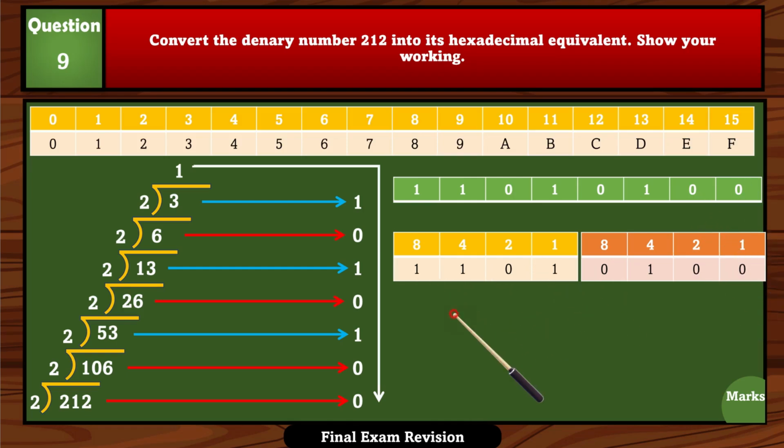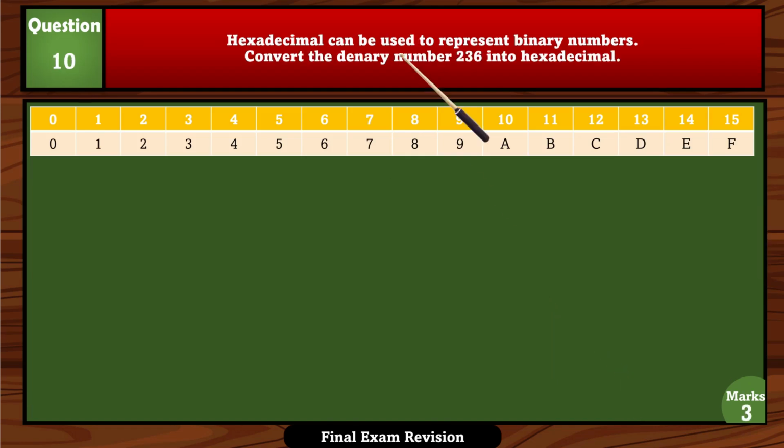Now we just need to add those numbers together. So 8 plus 4 plus 1 is what? Is 13, and for the second group, this is only 4, so we just write the 4. So now we need to see 13. What is 13 in hexadecimal? So 13 in hexadecimal is D, and what is 4? 4 is 4. So our answer is what? Our answer is D4.